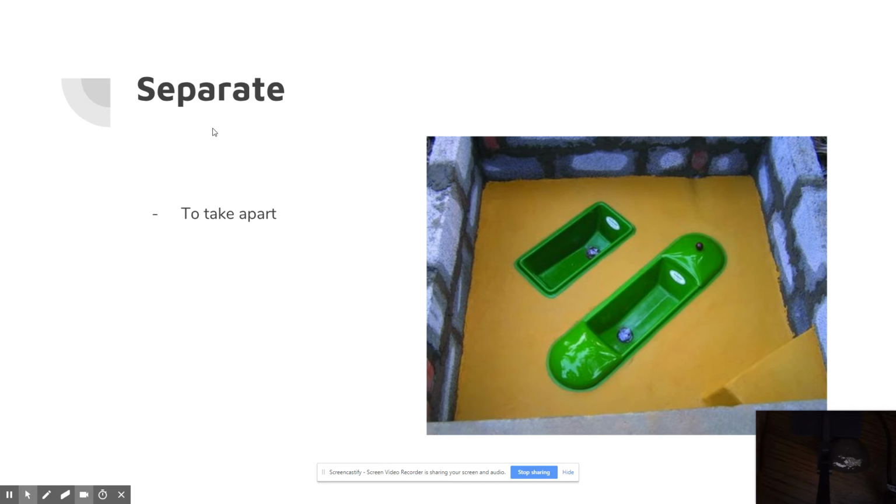Next is to separate, and that just means take apart. To separate is just take apart. Okay. All of your desks have been separated, right? They're all apart. Yay.